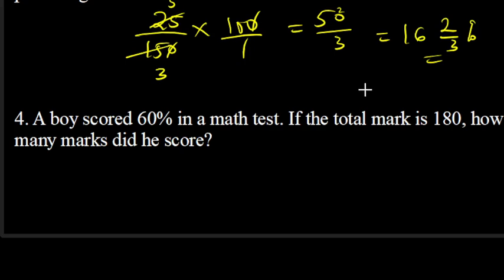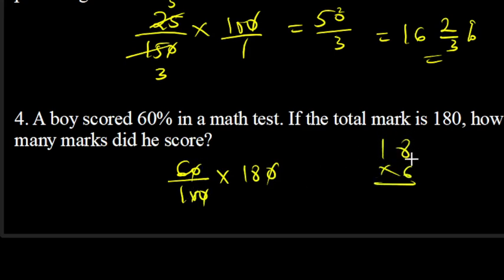Then number 4, a boy scored 60% in a math test. If the total mark is 180, how many marks did he score? So he scored 60% of the total marks, right? So that is 60 over 100 times 180. So 18 multiplied by 6 times 8 is 48, 8 transfer 4 to this side is times 16, plus this is 108. Okay, so he scored 108 marks.